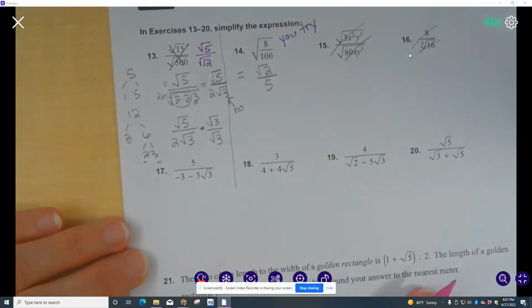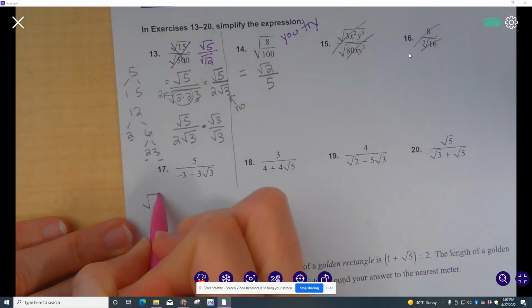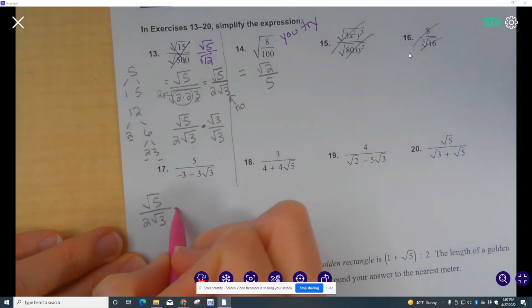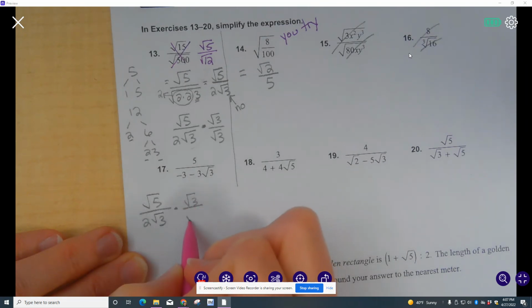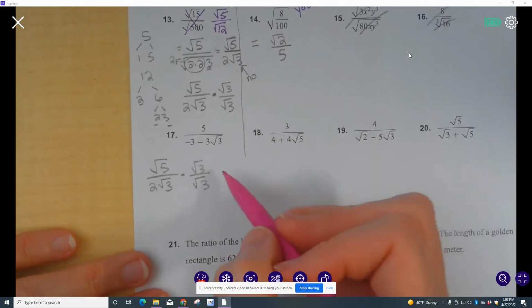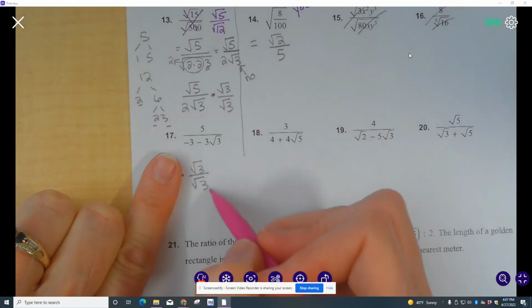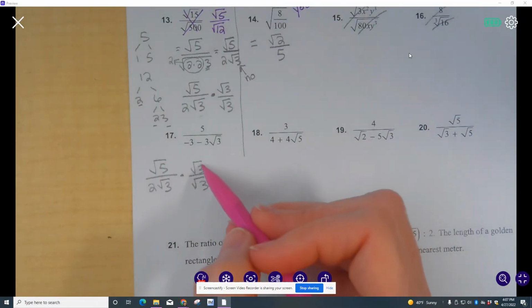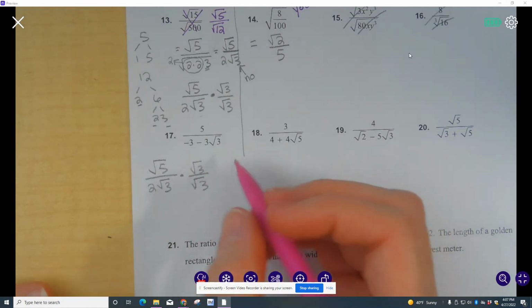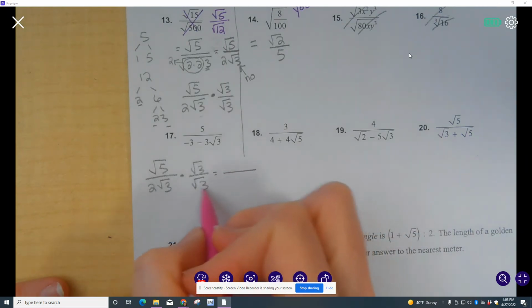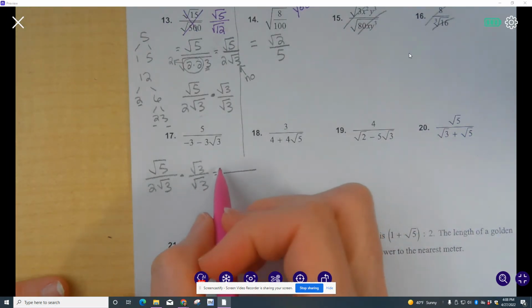I'm actually going to rewrite this down here because we need more room. You should do the same. So square root of 3 over square root of 3. By the way, this is equal to 1. When you divide two identical things, this is equal to 1. So this is just the same as multiplying by 1. So I'm not really changing my original problem. But what it does for me is it gets rid of that square root in the bottom of my fraction.